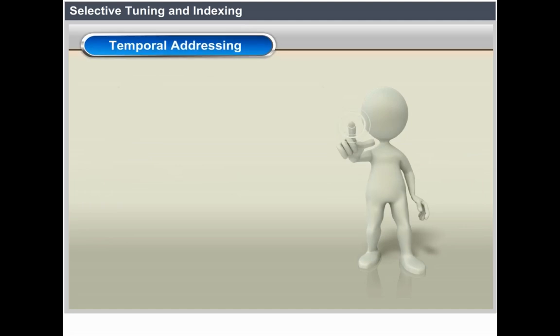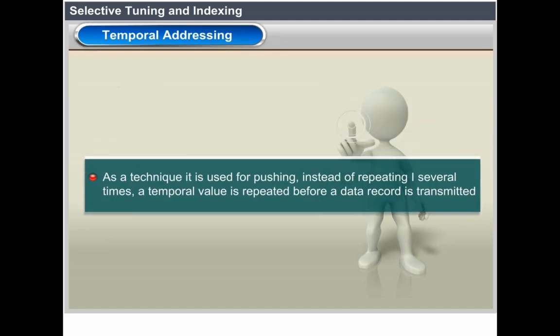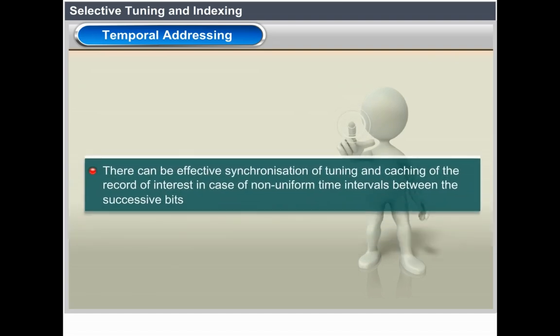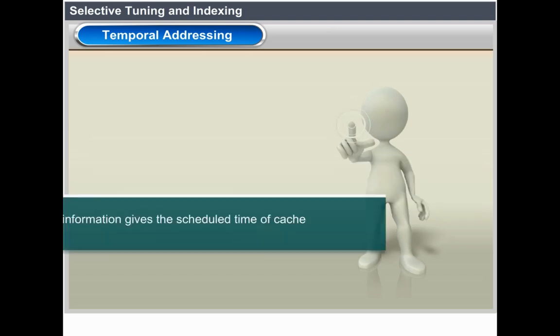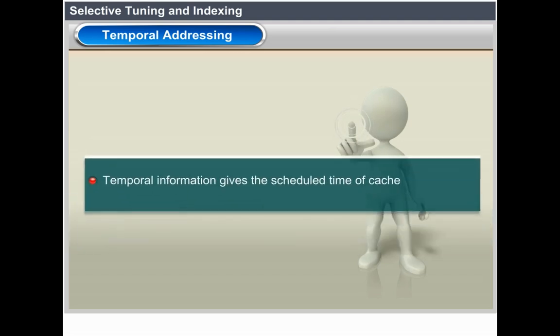Temporal addressing. A technique used for pushing in which, instead of repeating I several times, a temporal value is repeated before a data record is transmitted. There can be effective synchronization of tuning and caching of the record of interest in case of non-uniform time intervals between the successive bits. The device remains idle and starts tuning by synchronizing as per the temporal information for the pushed record. Temporal information gives the time at which the cache is scheduled.